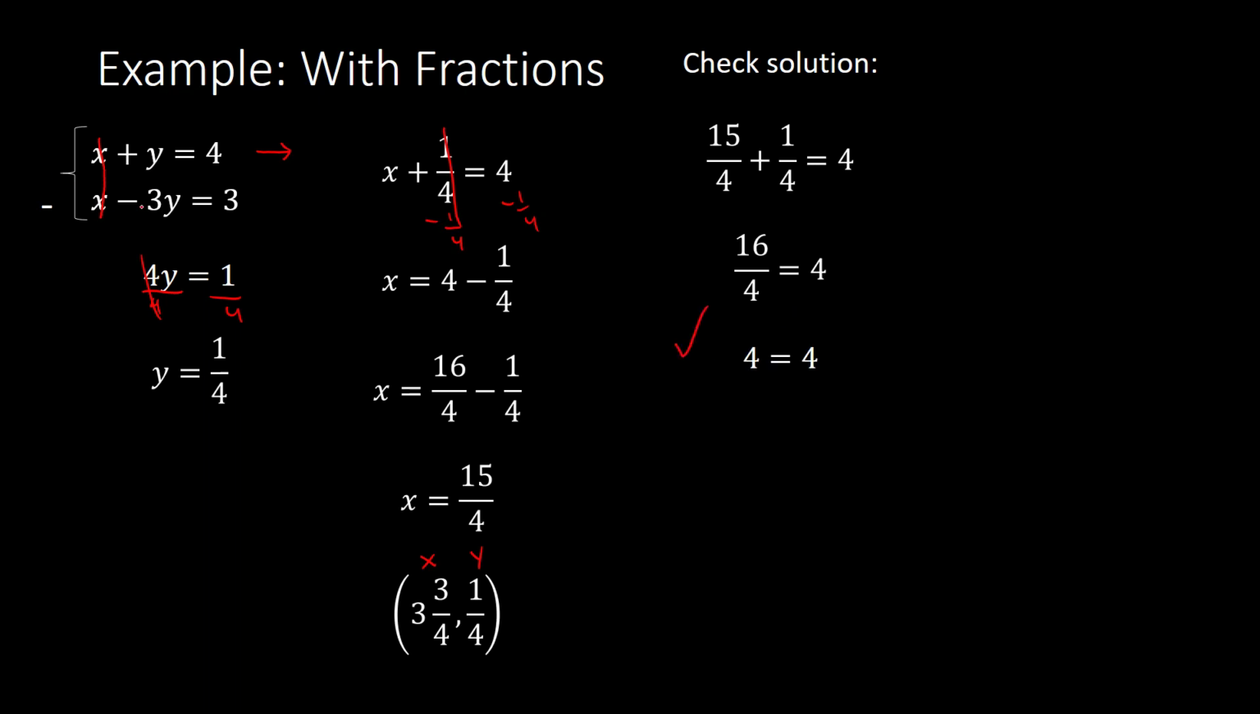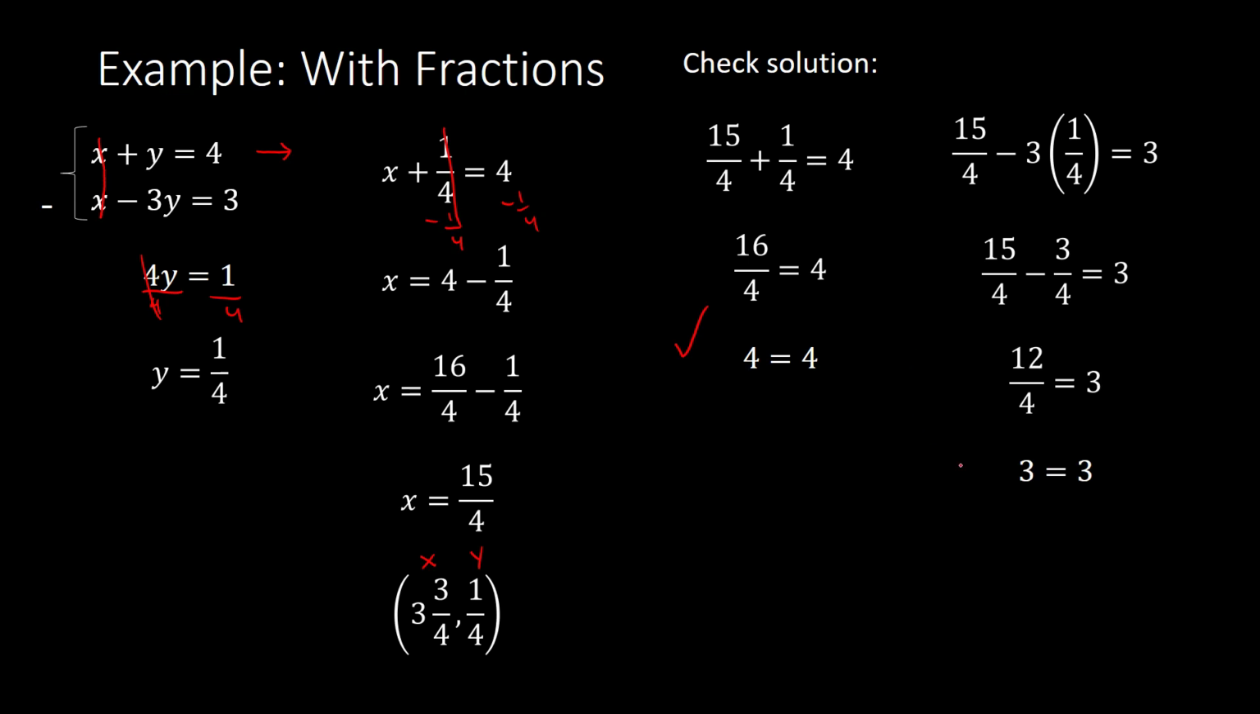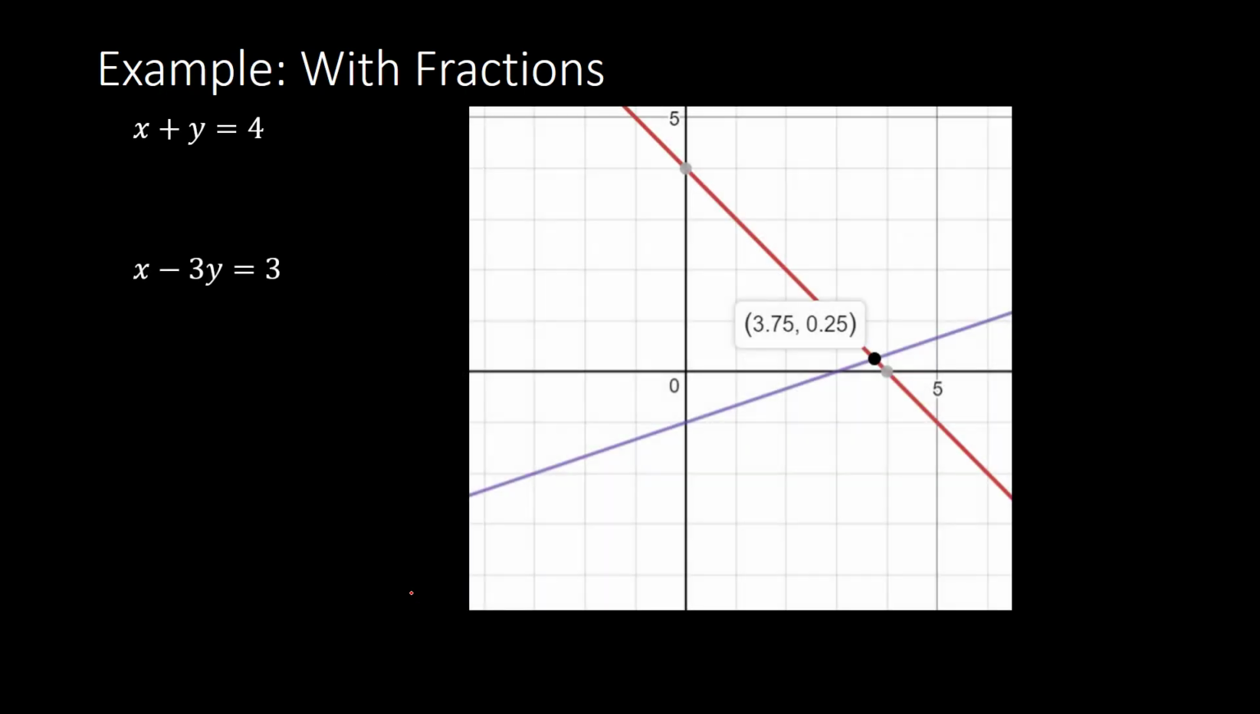And then the second equation, x minus 3y equals 3. X is 3 3/4, or 15/4, minus 3 times y, so 3 times 1/4. So 3 times 1/4 is 3/4. You subtract, you get 12/4. 12 over 4 would equal 3. So it works for both equations, therefore we have found the correct solution. And once again, graphically, here's what we found. We found that when they intersect, they meet right here at this black point, 3.75, comma, 0.25.